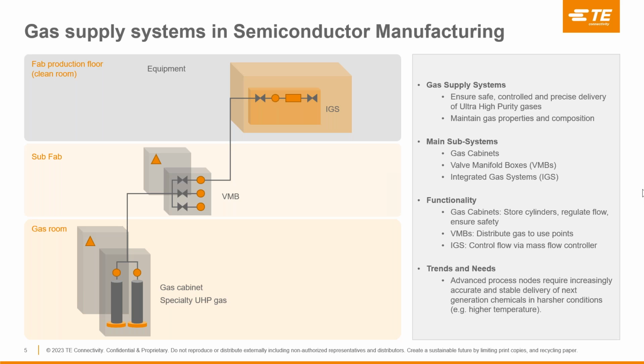With this understanding in mind, we can now describe the system and its diagram shown on the screen. The main building blocks of a gas delivery system are gas cabinets, located usually in a well-designated area, the so-called gas room; valve manifold boxes located in the subfab; and integrated gas systems, also referred to simply as gas panels, which are located on board the equipment inside a clean room environment. We will now dive into each one of them individually.